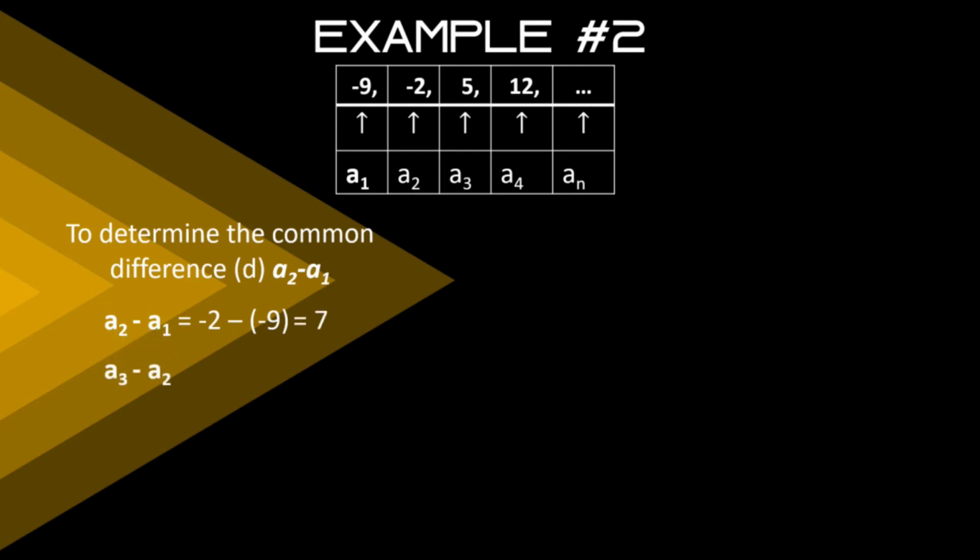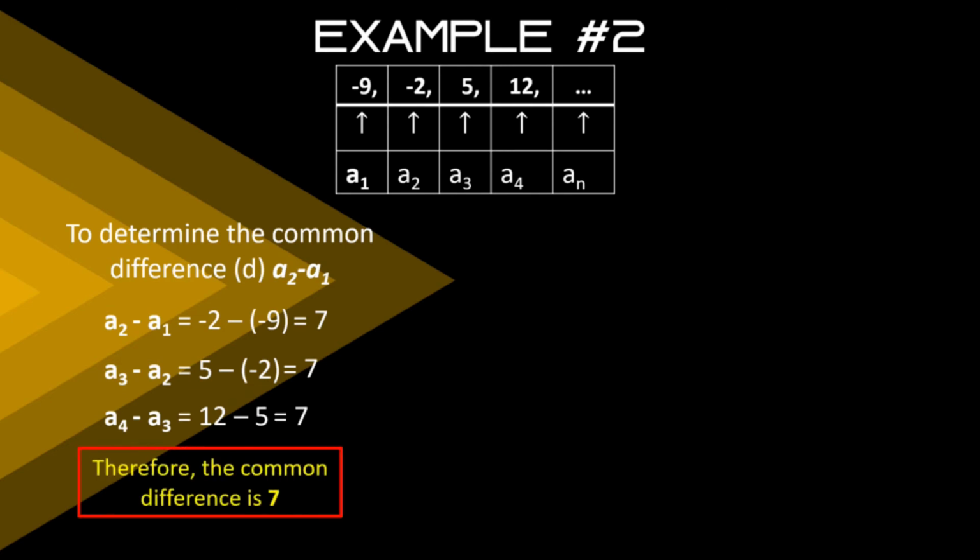A sub 3 minus a sub 2 is equal to 5 minus negative 2. Negative 2 will become positive and just add, and it gives us 7. A sub 4 minus a sub 3 is equal to 12 minus 5, and it gives us 7. Therefore, the common difference here is 7, and it is also an example of an increasing arithmetic sequence.